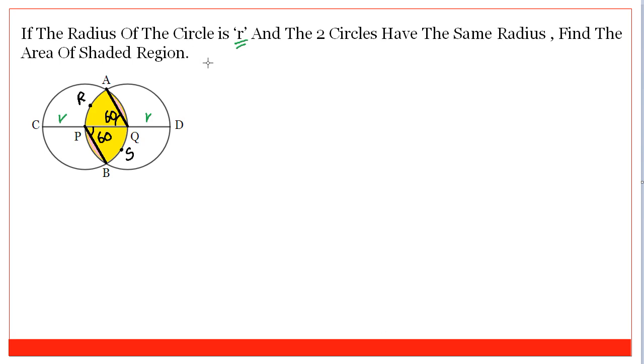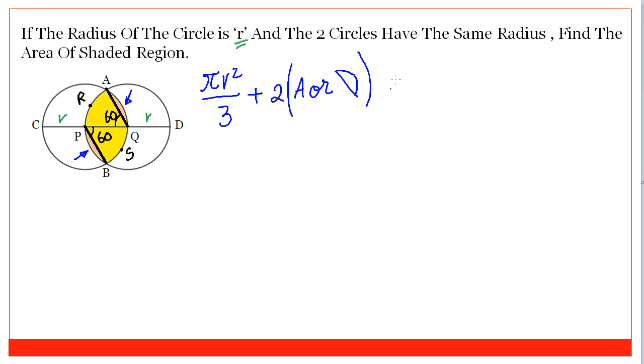Okay, now I have to clear the page. So let's start solving. What we have taken out is the area pi r square upon 3 plus, and we haven't taken out the area of these two flaps. So 2 into area of the flap, where I'm using A for area of these flaps. So how do we calculate the area of these flaps?